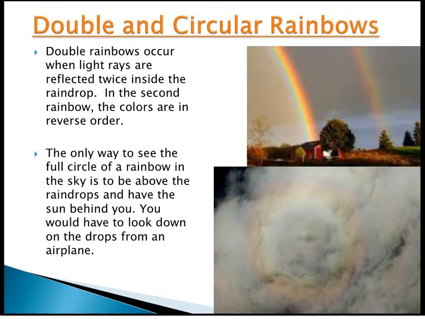A double rainbow happens when light rays are reflected twice inside the raindrop. And in the second rainbow, the colors will be in the reverse order. It's possible to see a circular rainbow. You have to be above the storm. The sun has to be behind you, and the raindrops have to be down where you're looking.